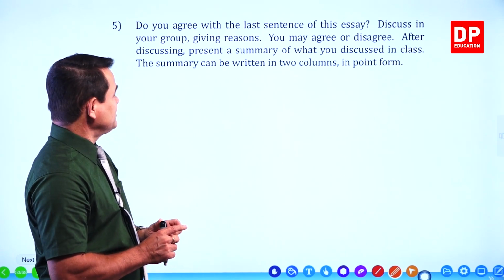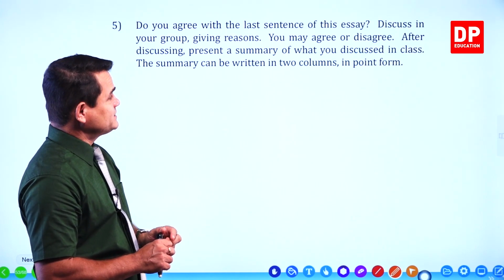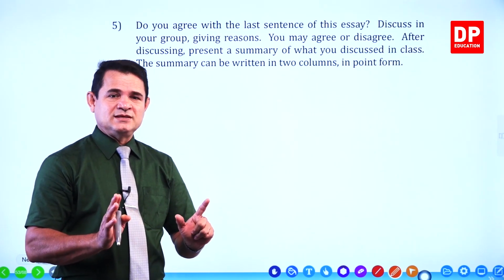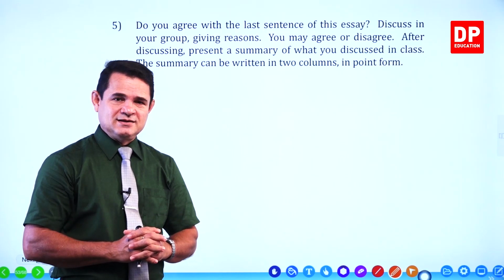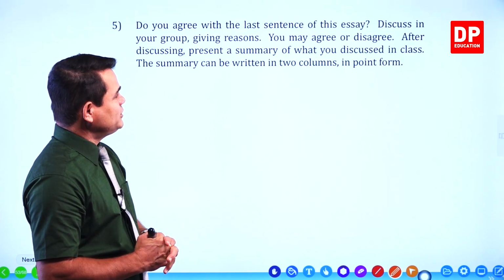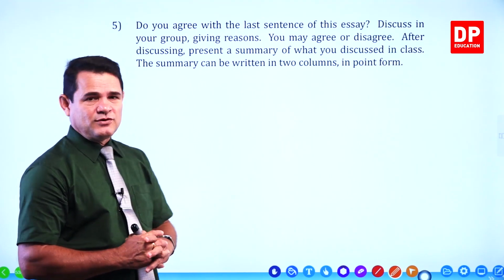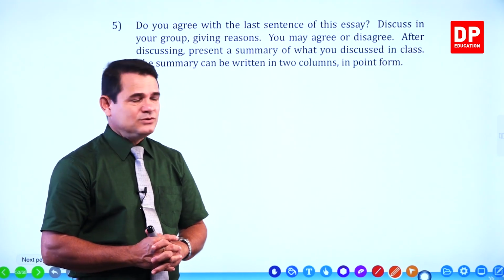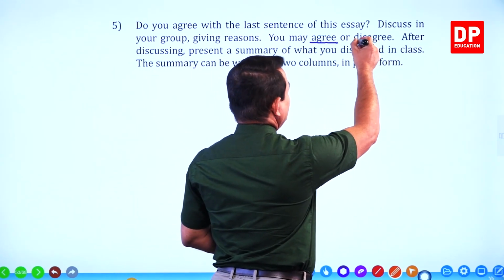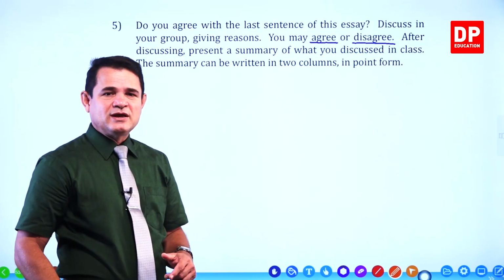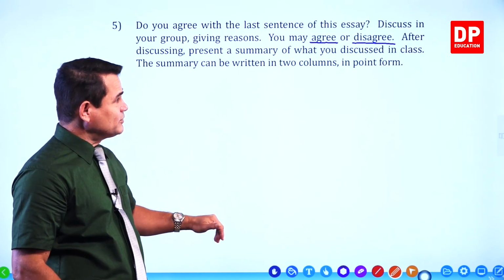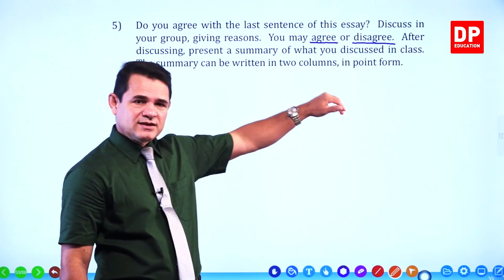After discussing, present a summary of what you discussed in class, right? පන්තියට ඒක ඉදිරිපත් කරන්න. The summary can be written in 2 columns in point form. So that means agree and disagree. So you can put that in 2 columns. Agree වෙනවා නම් ඒකට හේතු, reasons, right? And disagree වෙනවා නම් ඒකට හේතු.